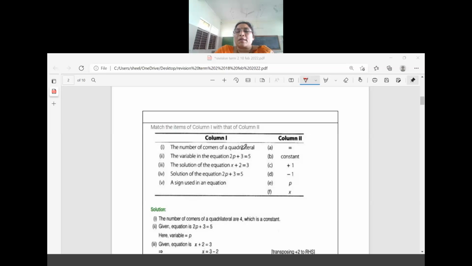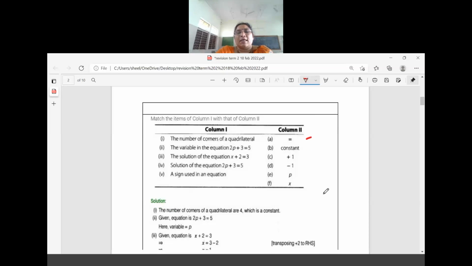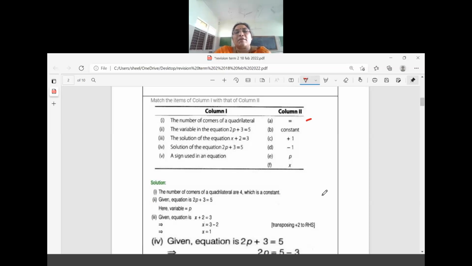Column 1: the number of corners of a quadrilateral; the variable in the equation 2p plus 3 equal to 5; the solution of the equation x plus 2 equal to 3; the solution of the equation 2p plus 3 equal to 5; a sign used in an equation. Column 2: A is equal, B is constant, C is plus 1, D is minus 1, E is p, and F is x. Now we have to match them.